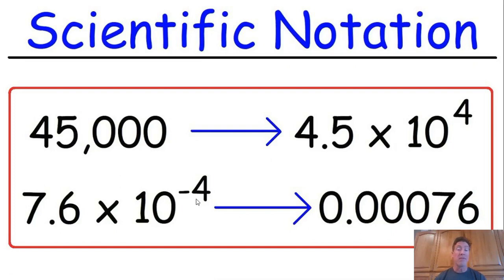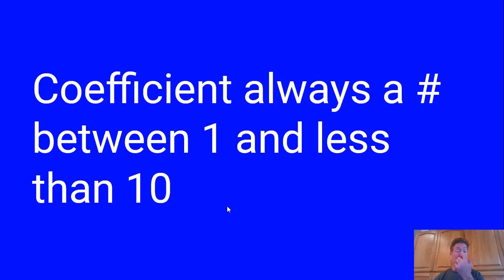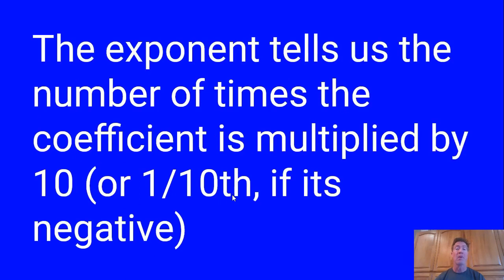Small numbers will simply have 10's raised to negative powers. So 7.6 times 10 to the negative 4, I would express this as 0.00076. So the coefficient, as I mentioned, is always a number between 1, so it's 1 or more, but less than 10. The exponent tells us the number of times the coefficient is multiplied by 10, or if the exponent is negative, by 1/10. So numbers multiplied by 10 are going to get increasingly large, and numbers multiplied by 1/10 are going to become increasingly small.